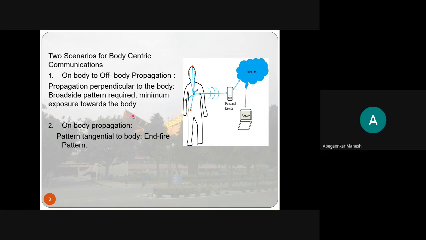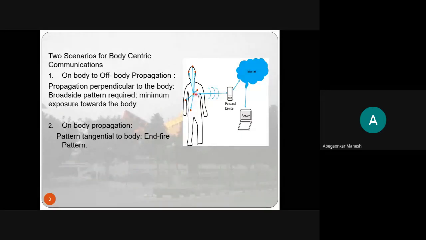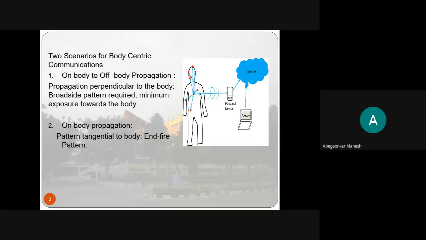The second scenario is what is known as on-body propagation. In on-body propagation, these nodes, these biosensors, communicate with each other. Let's say, for example, this antenna here at the heart will communicate with one on the head, or it will communicate to the antenna on the hand, and so on, to perform different functions. So this is another scenario. So the two scenarios are: one is on-body to off-body communication, and the other is on-body communication. So this antenna can connect to another antenna or another sensor on the body itself.